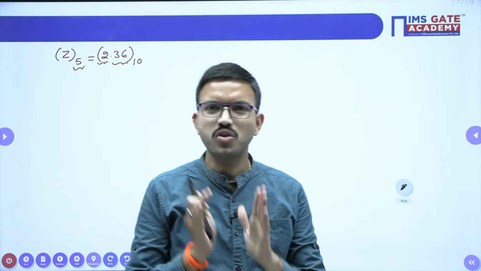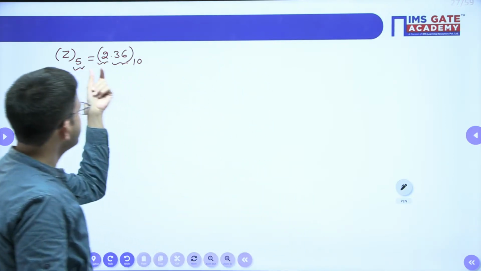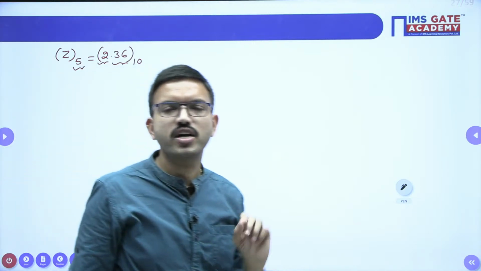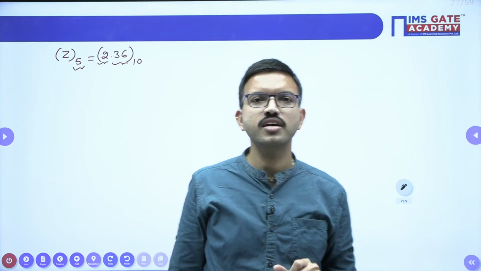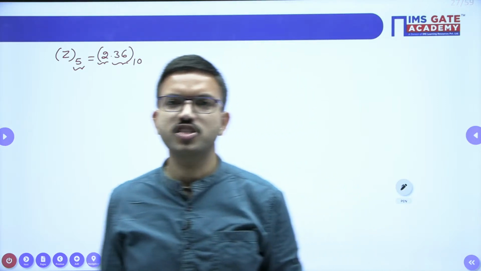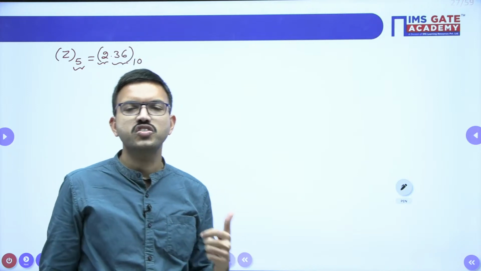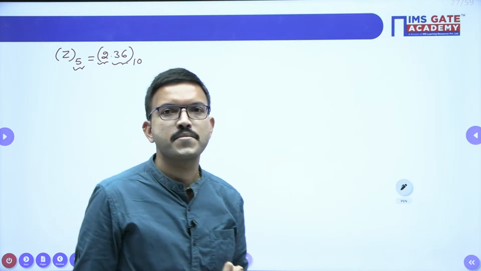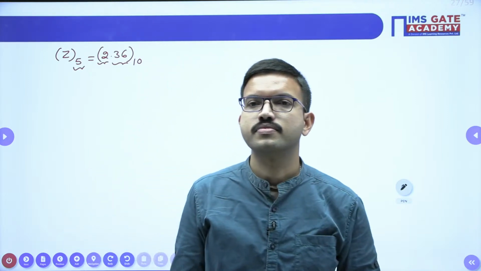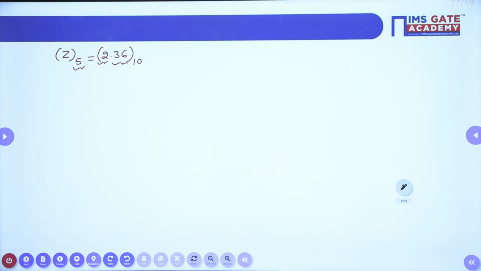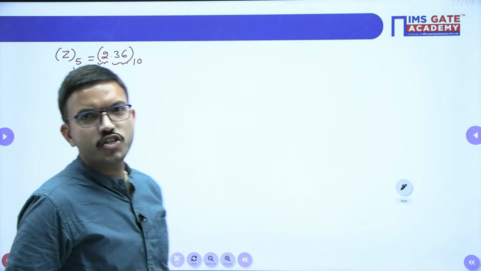If you have only the integer part, and you want to convert the decimal number's integer part into the corresponding base 5, what is the procedure we have to do? Whether repeated division with 5 or repeated multiplication with 5, which procedure will we follow? I am talking only about the integer part. Yes, very good, Rohit. Division.